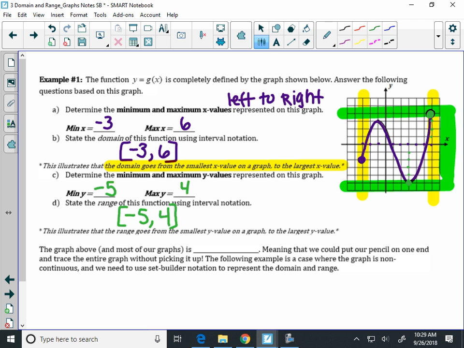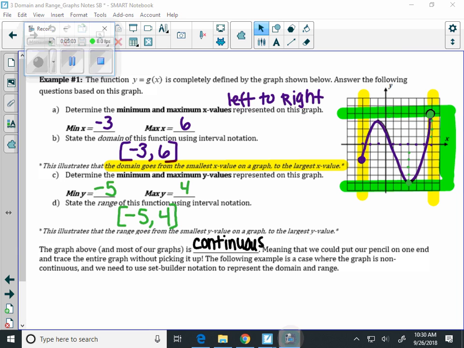Like we just talked about, the graph that we just did, and most of our graphs in our class, is continuous. That means that we can put our pencil on one end and trace the whole thing without picking up our pencil.